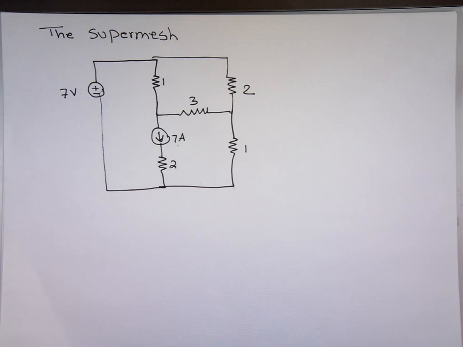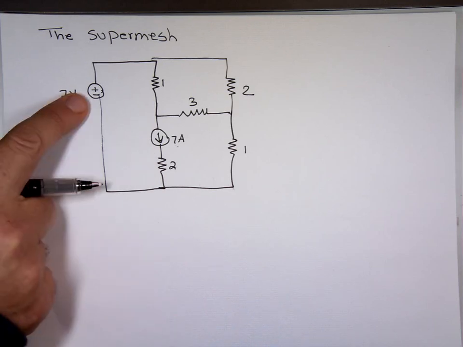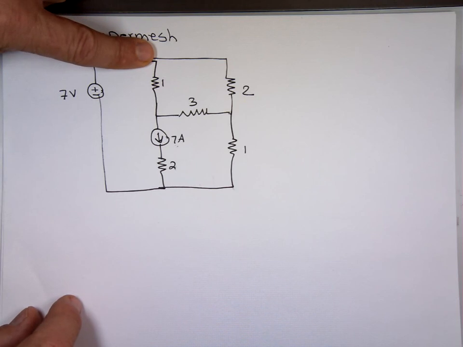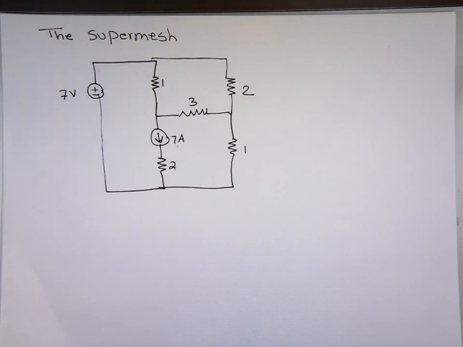Would you say people prefer Supermesh over Supernode? Well, it depends what you have. Anytime you have a current source, like this one, there goes one equation with Supermesh. With nodes, anytime you have a voltage source, you know the voltage at that node, that's 7 volts, right? So you lost an equation. That's what's nice about the Supermesh and Supernode. You can find the equation quickly or eliminate one of the equations.